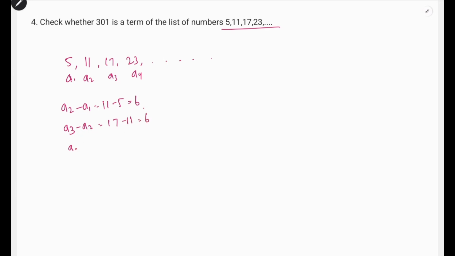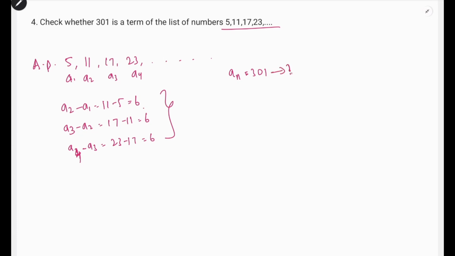Difference between A4 and A3 is, A4 minus A3 is 23 minus 17, which is 6. See, the difference of these terms is the same. Therefore these terms form an AP. Now we need to check if there is any term that is 301.